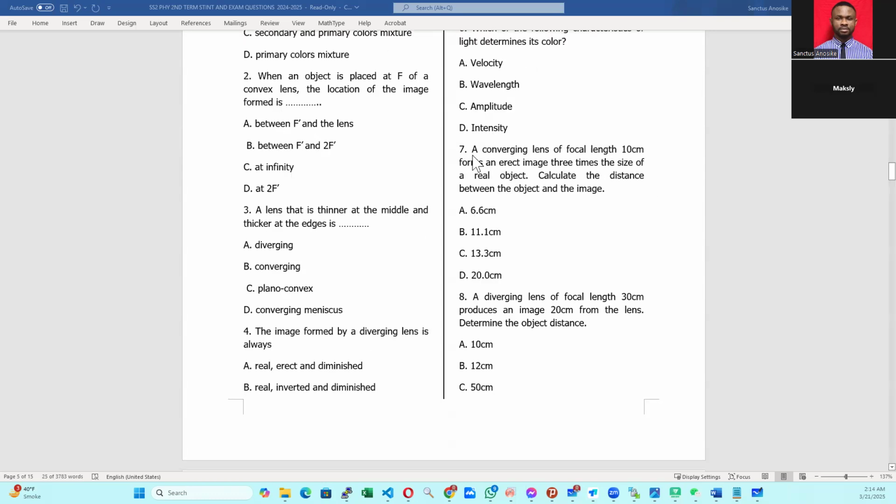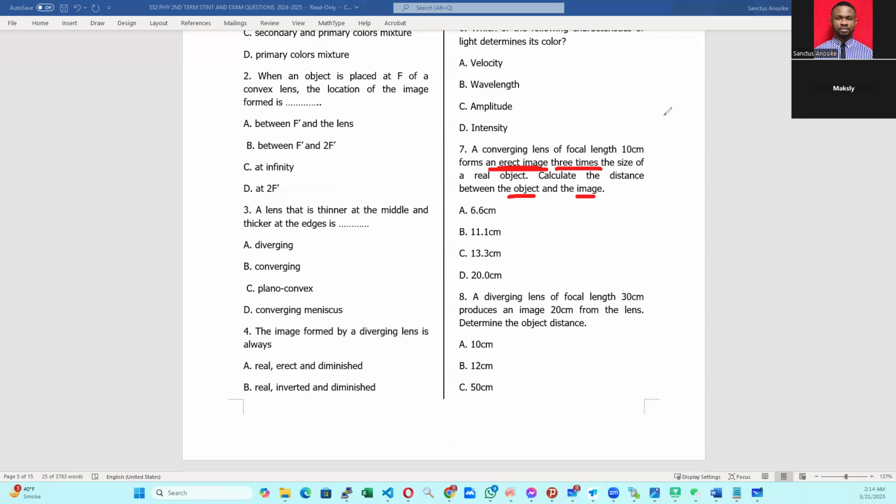Now, the next question says that a converging lens, you see, we have a converging lens again. A converging lens of focal length 10 cm forms an erect image. Did you see now? They've given you a clue. Did you see? An erect image 3 times the size of a real object. Calculate the distance between the object and the image.